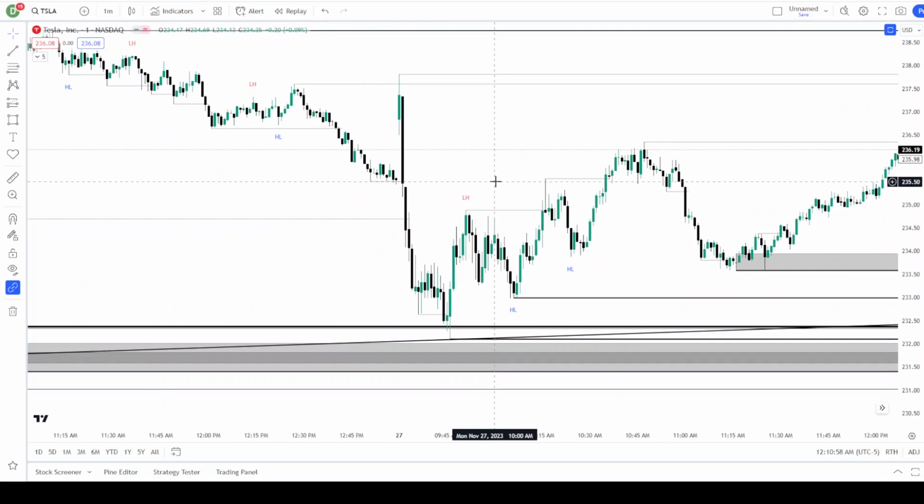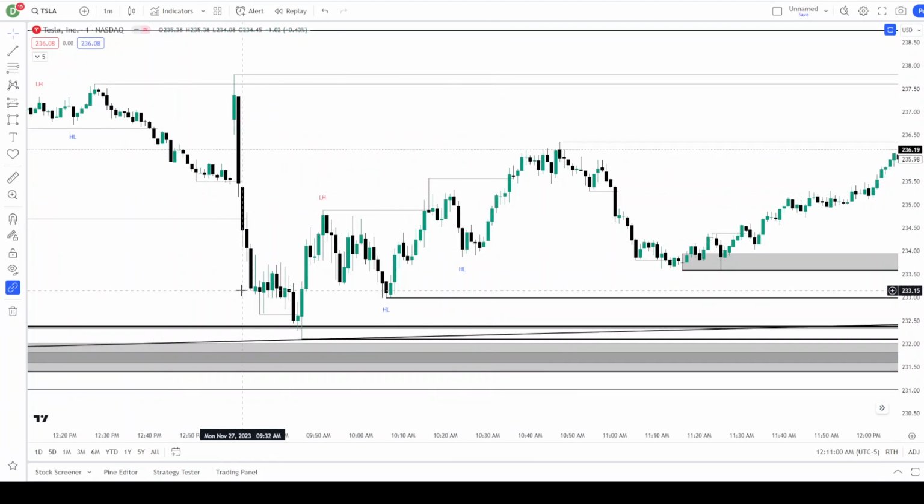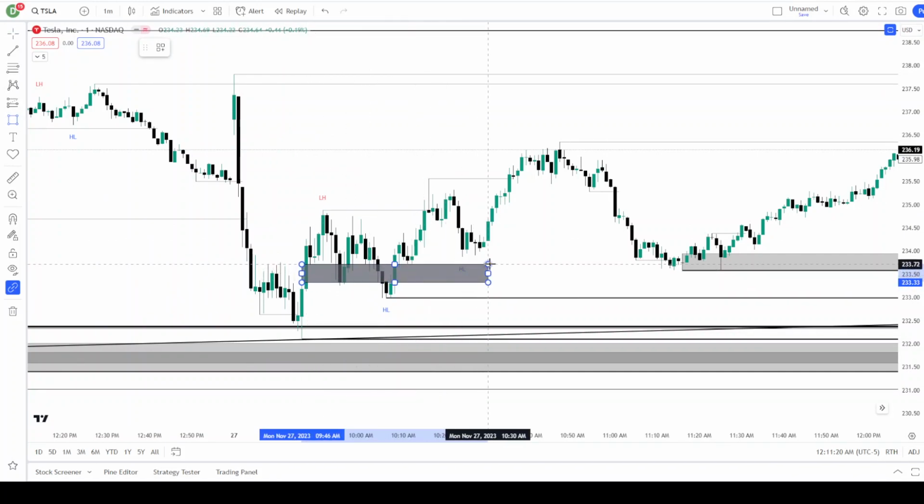So with the silver bullet setup, something we're looking for is a delivery on liquidity. So in this case, we delivered here down to this liquidity level. You can see there's a black line. It's a liquidity level. Okay, we come down, we deliver, and then we set a fair value gap right here. So that's a classic setup or initial thing you want to look for with the silver bullet. Is that fair value gap.